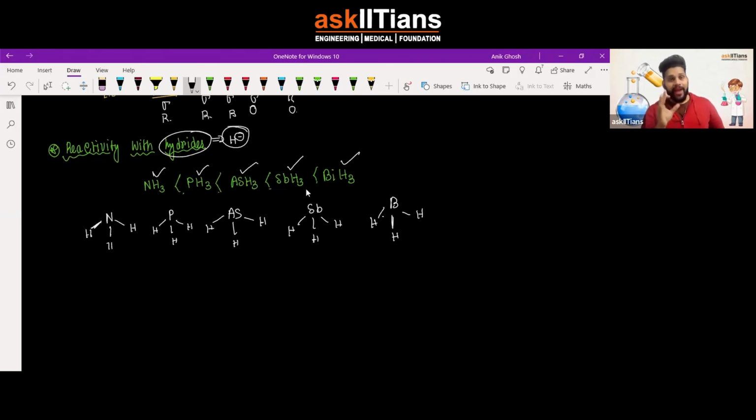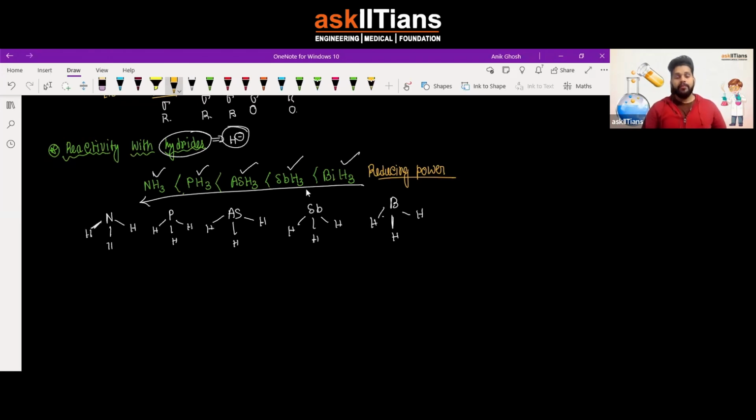Now, their reactivity is in this order. So we see that the more we move from bismuth to nitrogen, the reactivity is decreasing. Now, why is that? This question can also be framed in this manner that this is their reducing power. This is their reducing power. The reducing power of bismuth is higher than nitrogen.